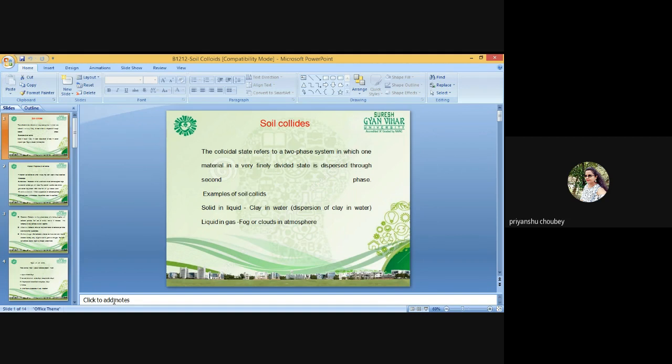Another important property of colloidal solutions is Brownian movement, due to the unbalanced impact of solvent molecules on the colloidal particles. These particles move in a zigzag way in the solution.